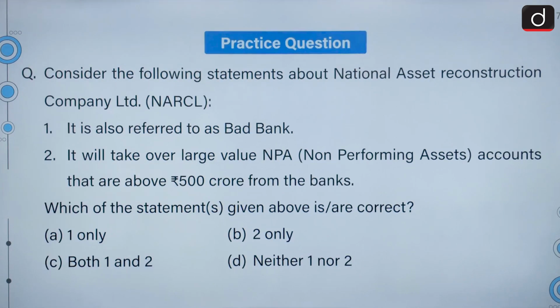Let's move on to the practice question. Consider the following statements about National Asset Reconstruction Company Limited. It is also referred to as Bad Bank. It will take over large value NPA accounts that are above rupees 500 crore from the bank. We have to select the correct answer.